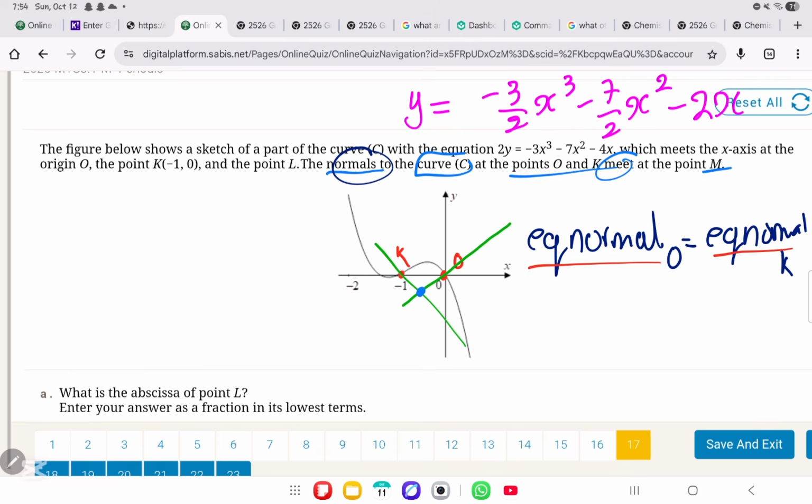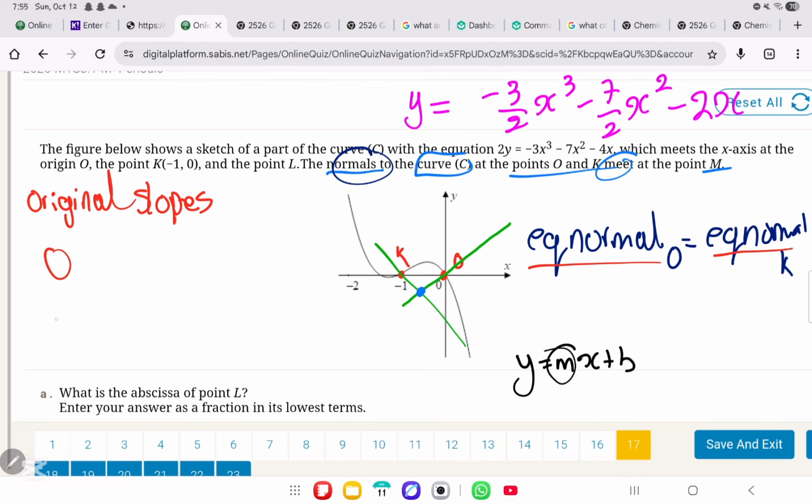How do we do that? First of all, the normal is a straight line, so its equation is y equals mx plus b. We need to find m. How do we find m? Very simply, we need to find the value of the slope. How do we find the value of the slope of the normal? First thing that we're going to do is find the original slopes of O and K. How do we find that? First of all, we need to take the derivative of this. When you take the derivative, it's going to be minus 9 over 2 x squared minus 7x minus 2.